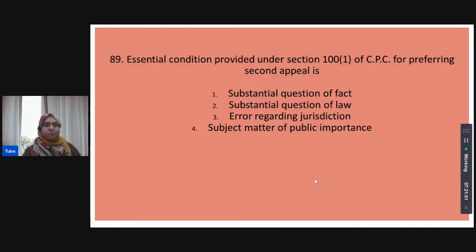Question 89. Essential condition provided under Section 101 of CPC for preferring second appeal is which of the following? Is it a substantial question of fact? Is it a substantial question of law? Is it an error regarding jurisdiction? Or is it a subject matter of public importance?